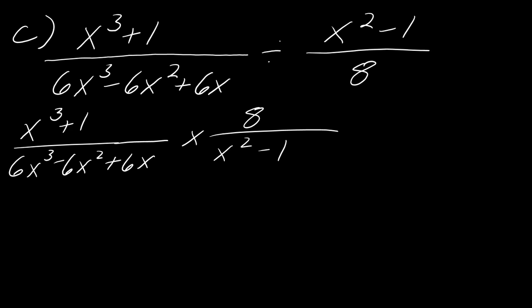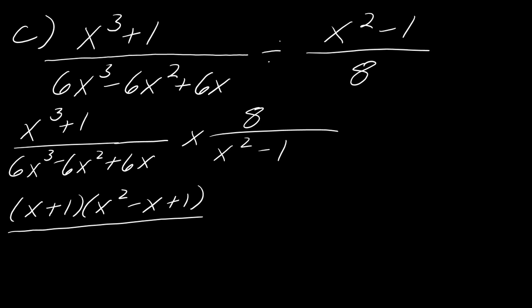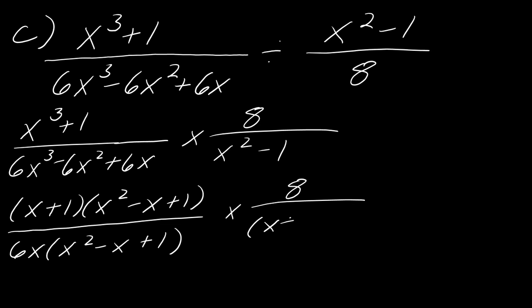Okay, so now I need to factor things. So this is going to factor x plus 1, x squared minus x plus 1. And then here it looks like I can factor out 6x. So this becomes x squared minus x plus 1. And then let's see, this will be 8. This will be x plus 1, x minus 1.